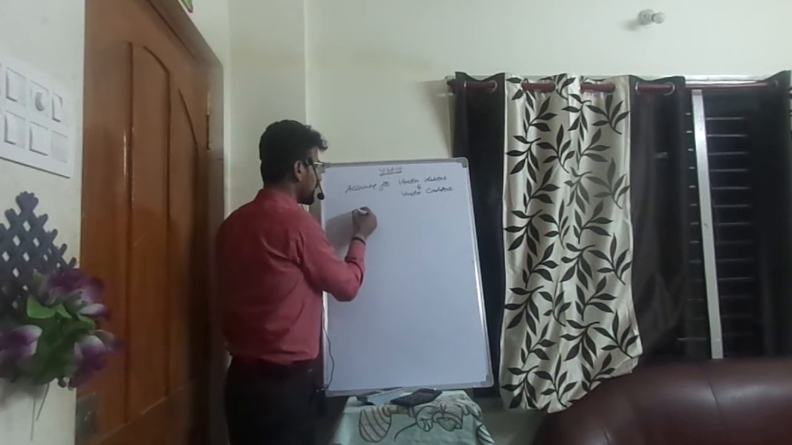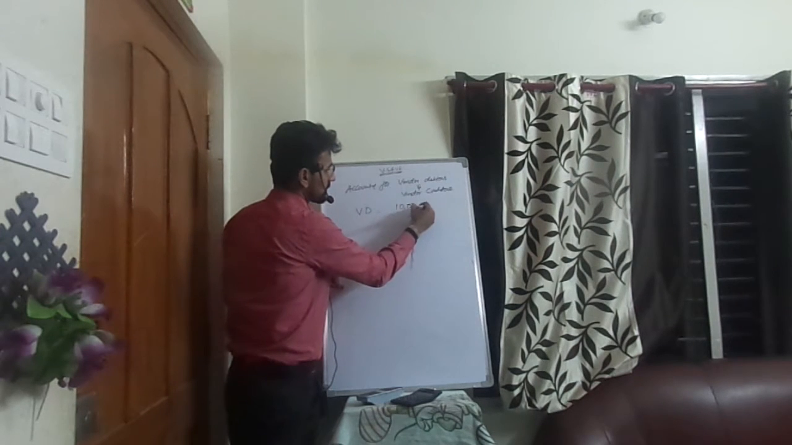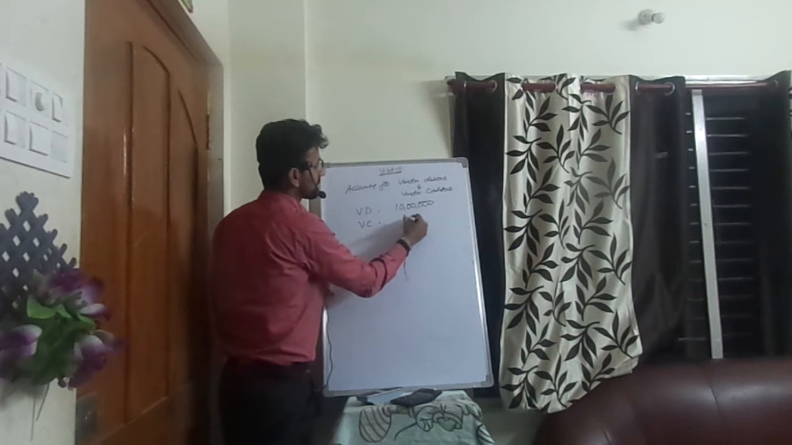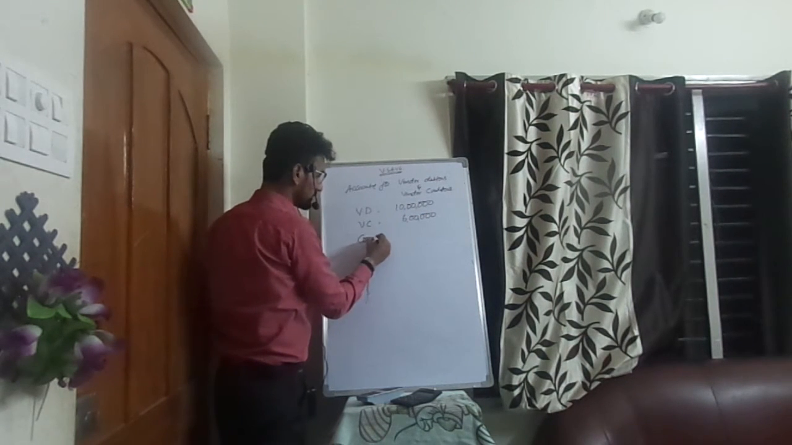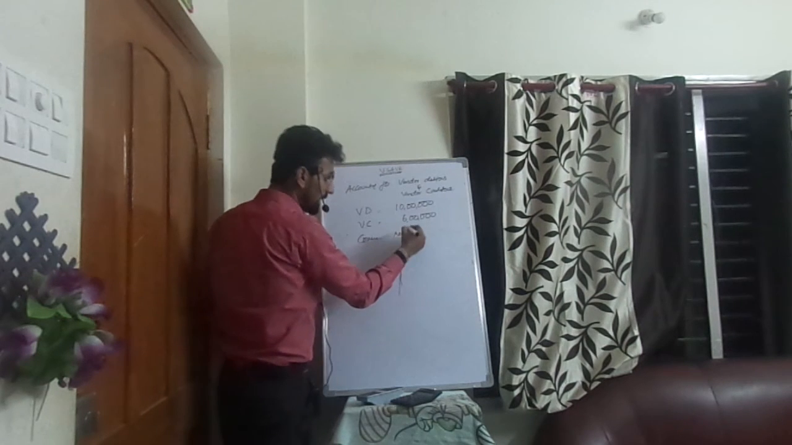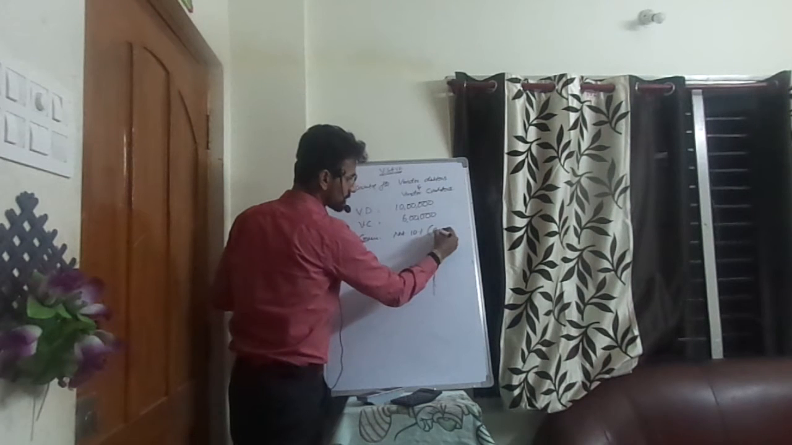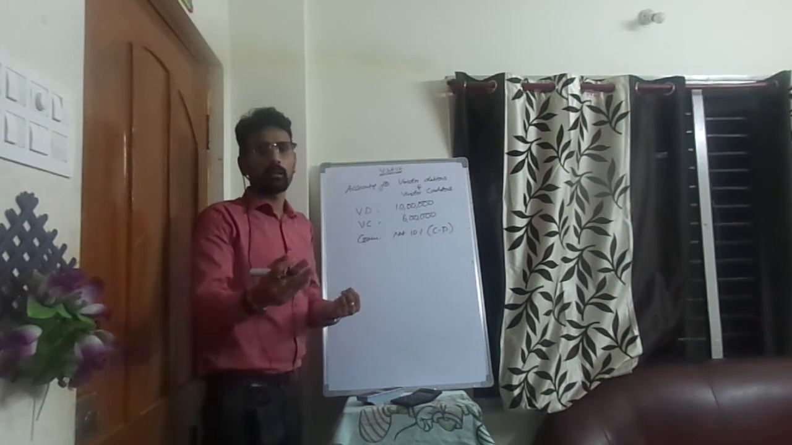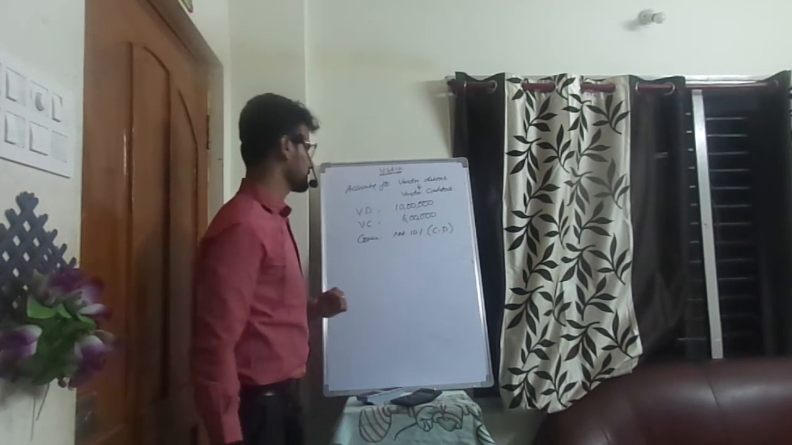Assume a case where vendor debtors are 10 lakhs and vendor creditors are 6 lakhs, and the commission agreed is net 10%, which is collection minus payment. Whatever you collected and whatever you paid, on the net you can claim a commission of 10%.